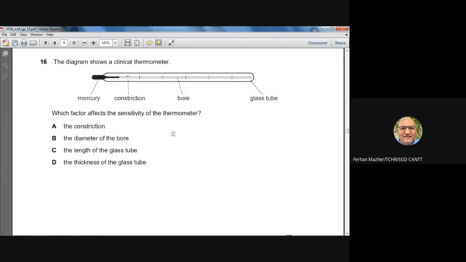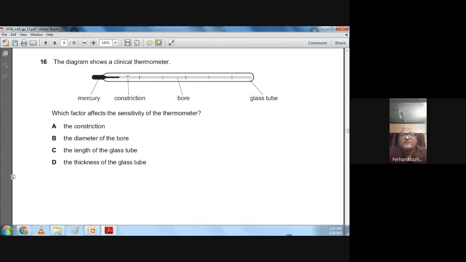The diagram shows a clinical thermometer. Which factor affects the sensitivity of the thermometer? The sensitivity of the thermometer depends upon the diameter of the bore. A very famous MCQ. Question number 16, B is the right option, sir.